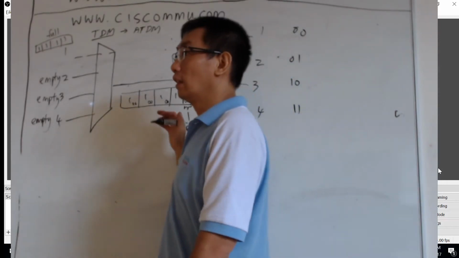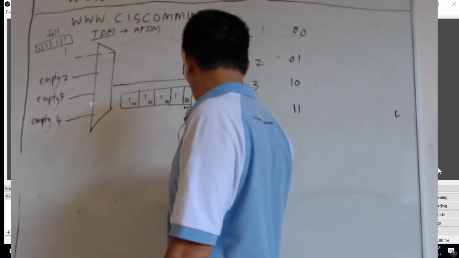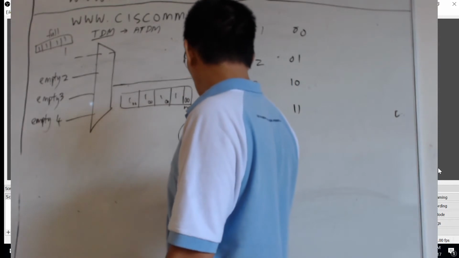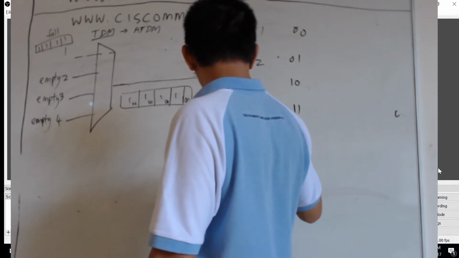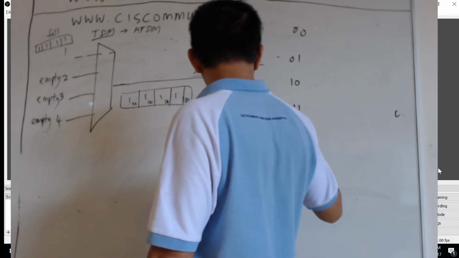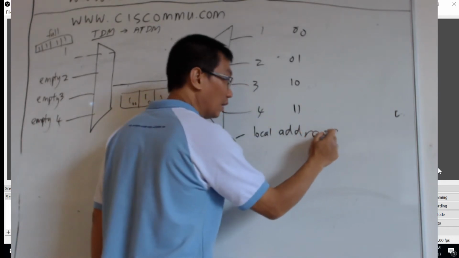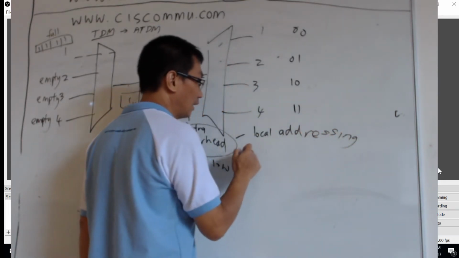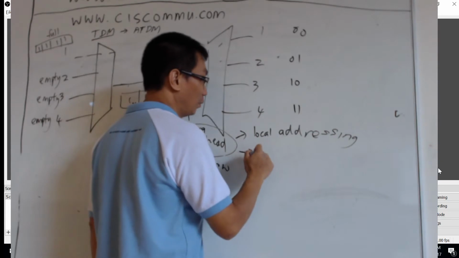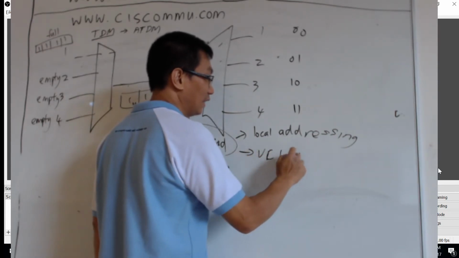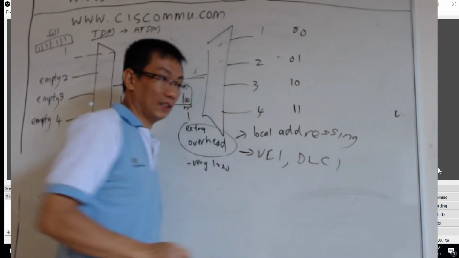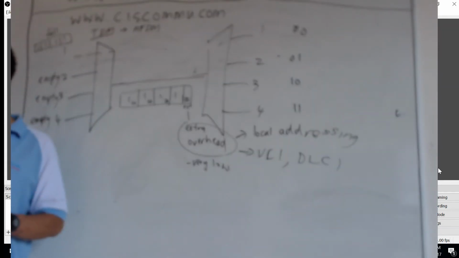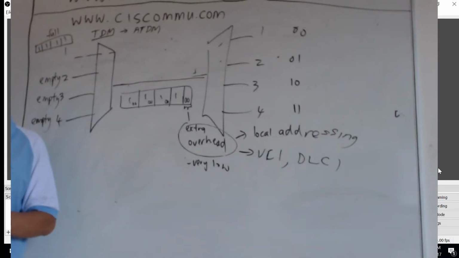But then, in order for you to do that, you need to have an extra overhead. The overhead is a local addressing. So local addressing means what you call a VPI, VCI, and DLCI, all this kind of thing. Okay, clear? So you have this. This is ATDM.